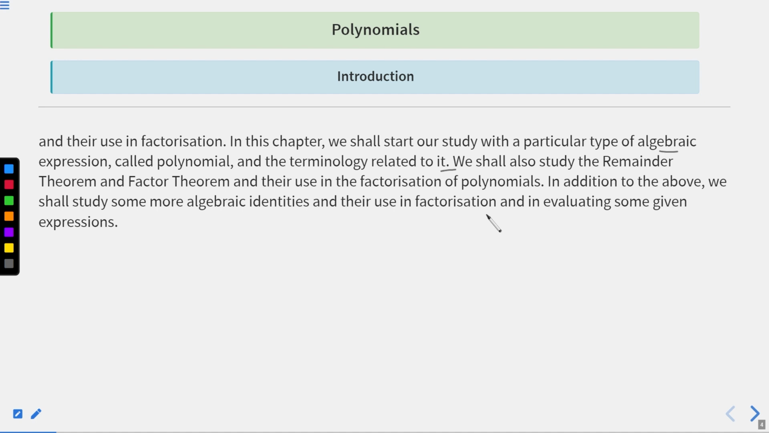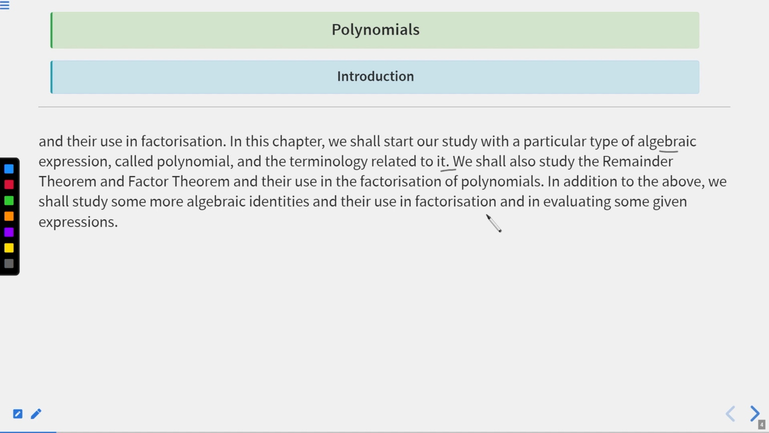In addition to the above, we shall also study some more algebraic identities and their use in factorization and in evaluating some given expressions.